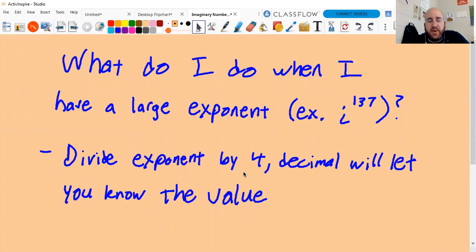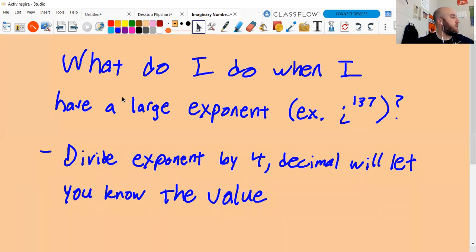Really, it would be much easier if we said divide by 4 and whatever your remainder is. Because if you have a remainder of 1, it's the same as I to the 1st, remainder of 2, same as I squared, remainder of 3, same as I cubed, no remainder is I to the 4th. Most of your calculators, you have to go into a certain mode to get a remainder if they even do that. So it's just easier to talk about it in terms of the decimals. Okay.